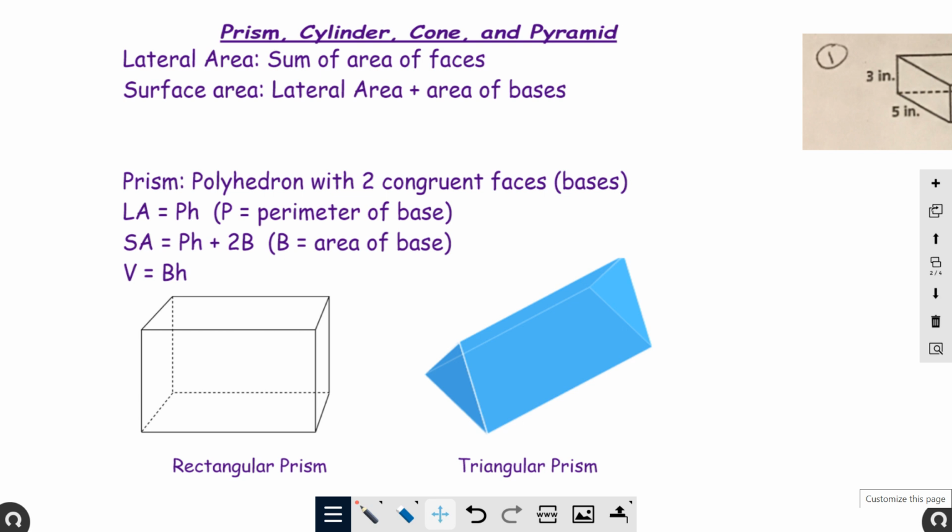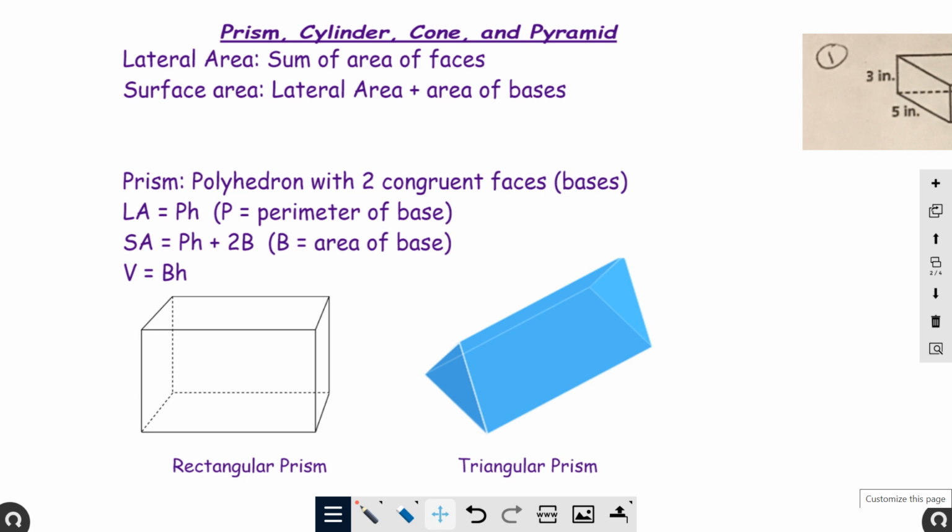Today we're talking about prisms and cylinders, and then on Monday we're going to talk about pyramids and cones. All right, so we have 3 different formulas that we need to know for prisms. The first one, LA, is lateral area. Now let me tell you what that means, although it says it up here. It's the sum of the area of the faces.